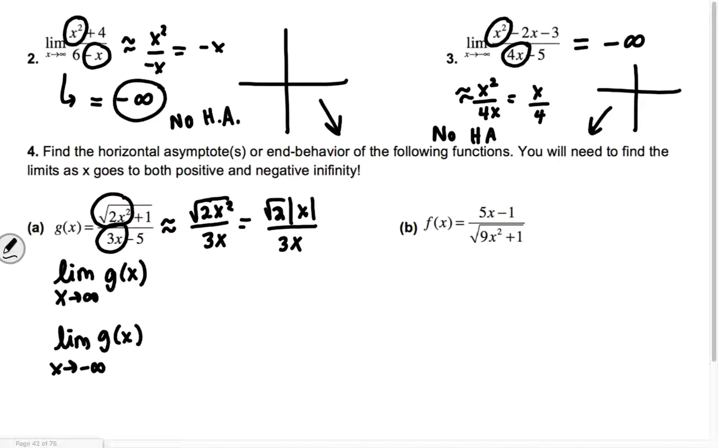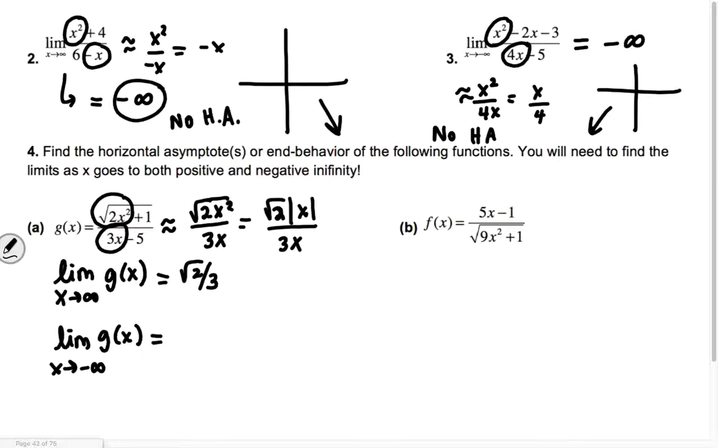All right, so as I plug in a really big positive number, so even just thinking about 100 and negative 100, you'll be good to go. So if I plug in 100 into here, I get the square root of 2 times 100 divided by 300. Okay, so the 100 and 100 go away. So our answer is root 2 divided by 3.